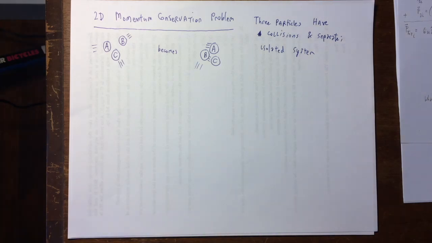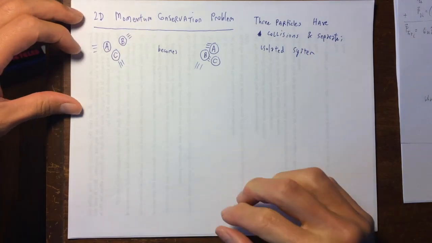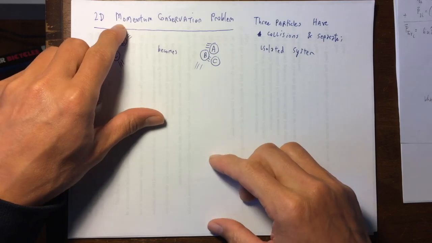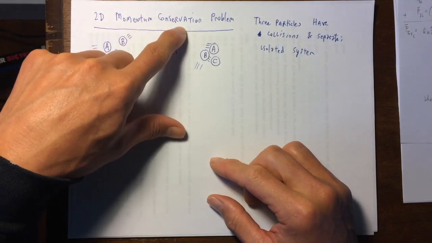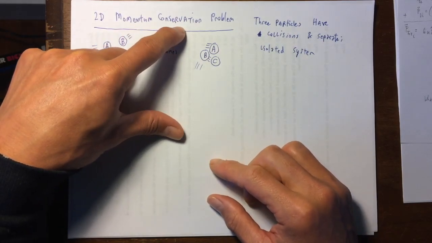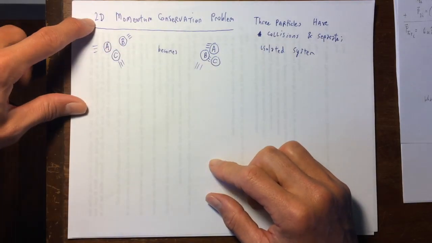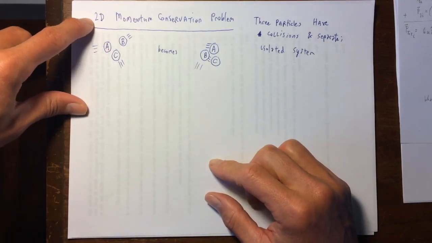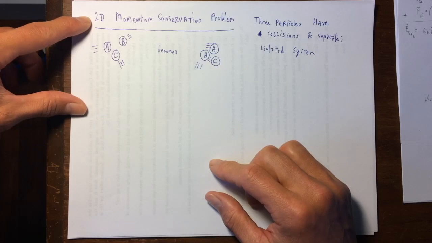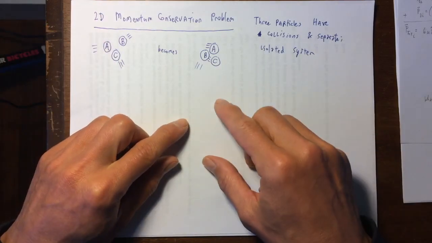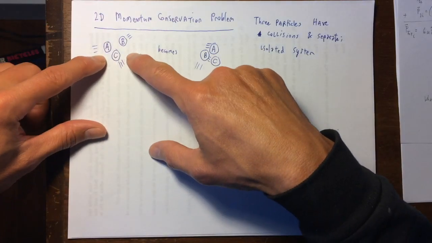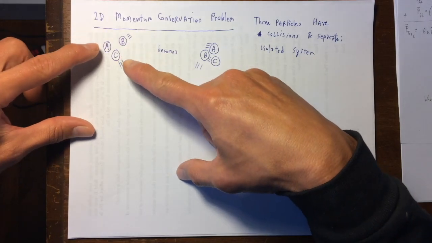This is an example problem, an example of using the conservation of momentum to make a prediction. And we're doing a momentum conservation prediction in 2 dimensions. So the problem is I have these 3 particles that are headed in towards each other.